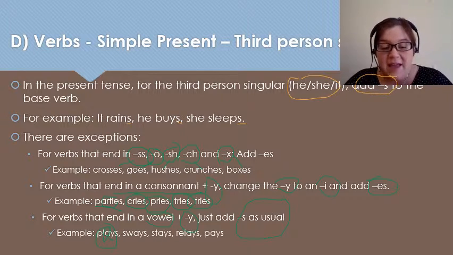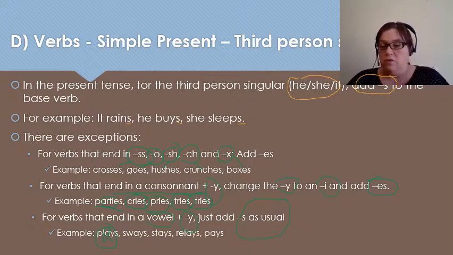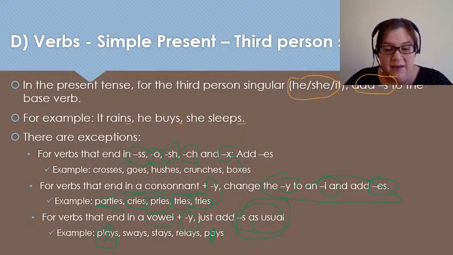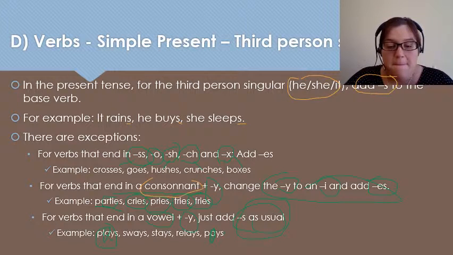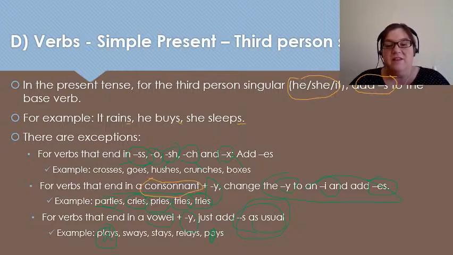So verbs like plays, sways, stays, relays, pays. There's not a consonant before the y, it's a vowel, and then a y, so I just add an s as usual. The only reason why you would change the y to an i and add es is if you had a consonant before the y. So just to recap, if you are not sure, you can consult these examples.